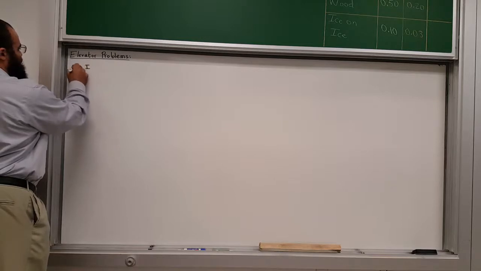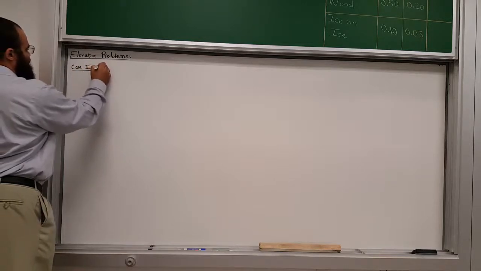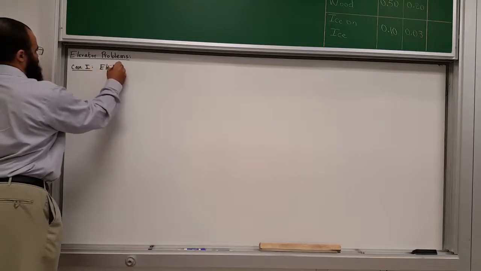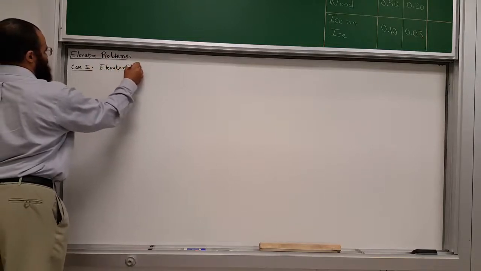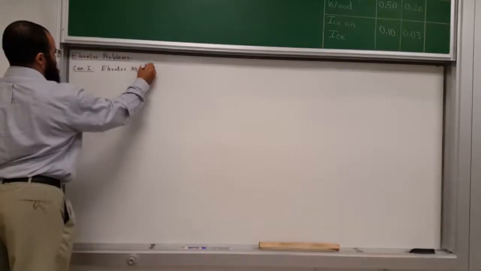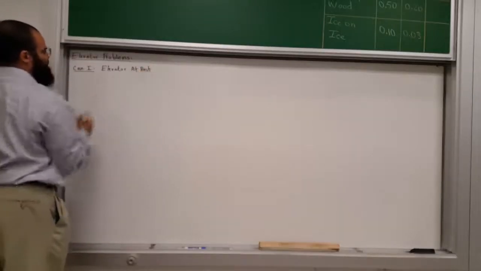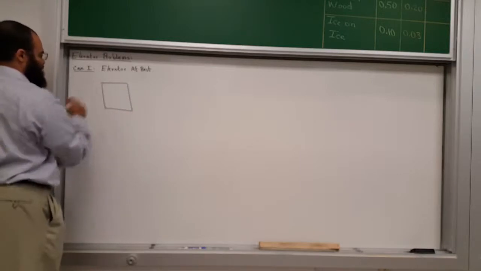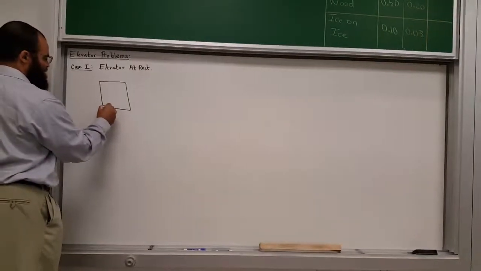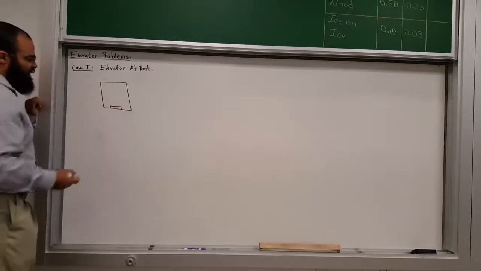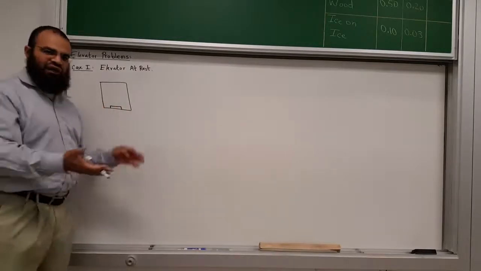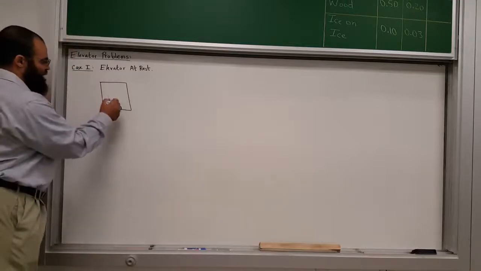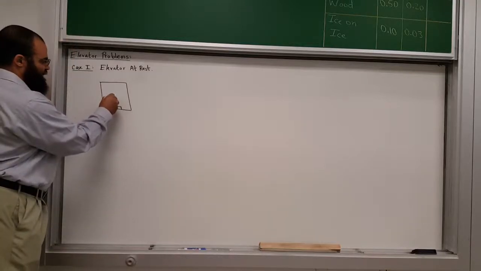Case 1. The elevator is at rest. So here is the elevator and it's at rest. So imagine you have an elevator here. There is a scale, meaning it's like a spring scale where if you stand on it, the springs get compressed and it will give you a reading. And so you're standing here.